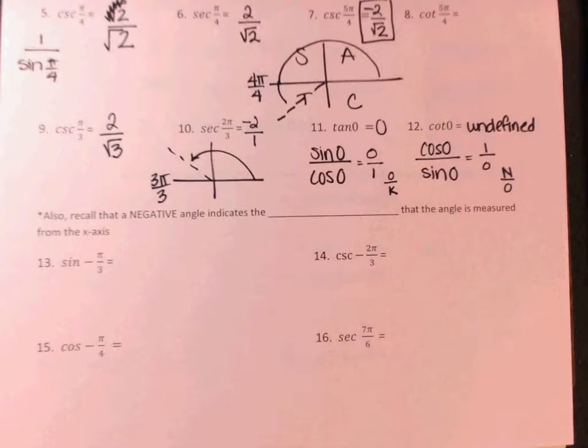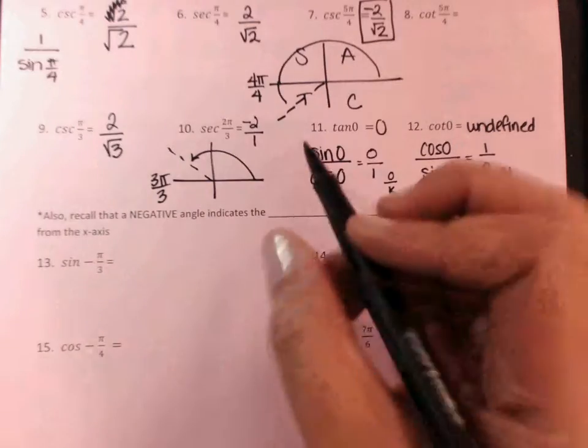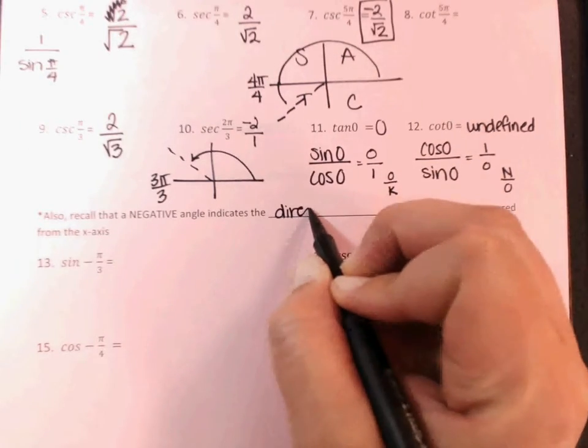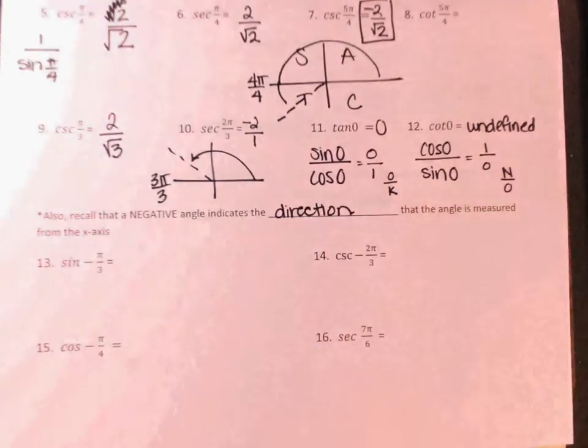Negative angle, what does that change? Yes, it changes the direction. So you're going to put that right here. A negative angle indicates the direction that you measure it. So instead of going up and over, you're going to measure down. So everything else is the same, but how you determine what quadrant you're in is going to be the opposite. So let's do this first one.